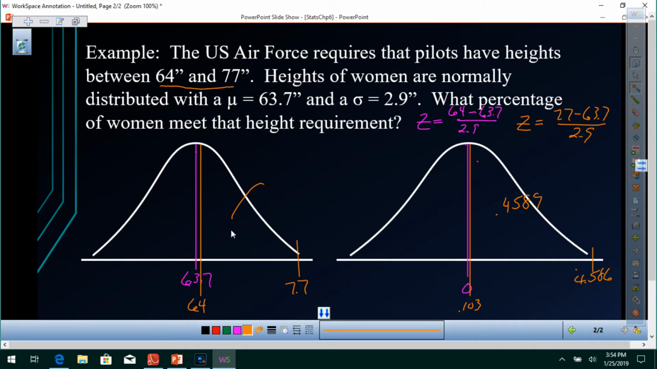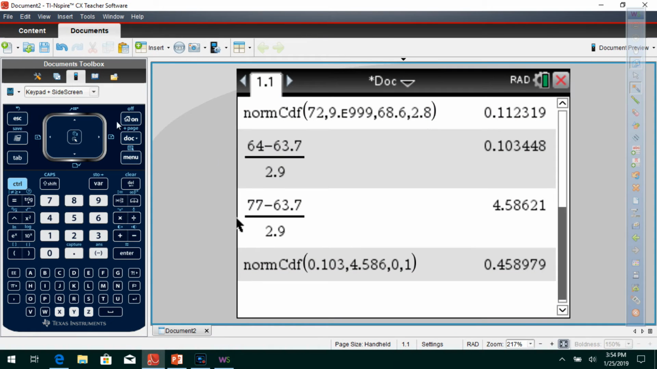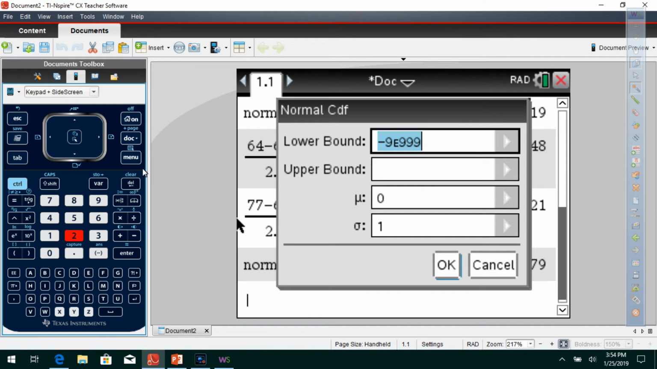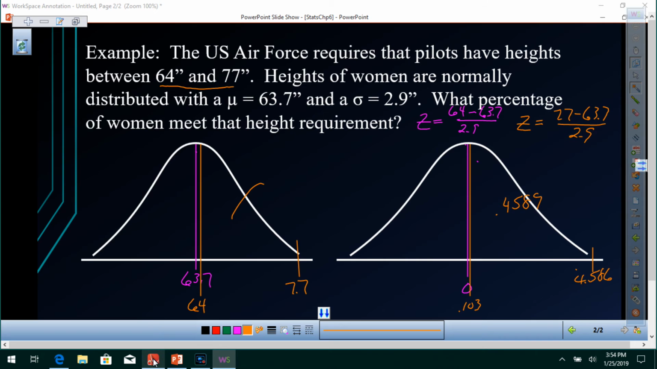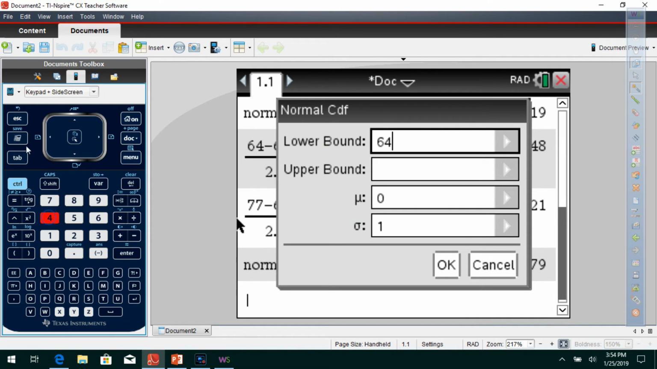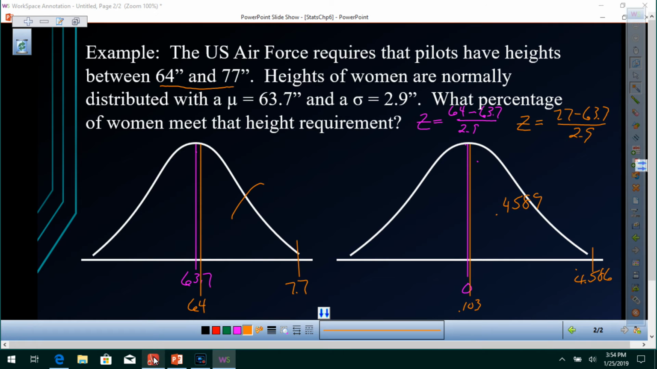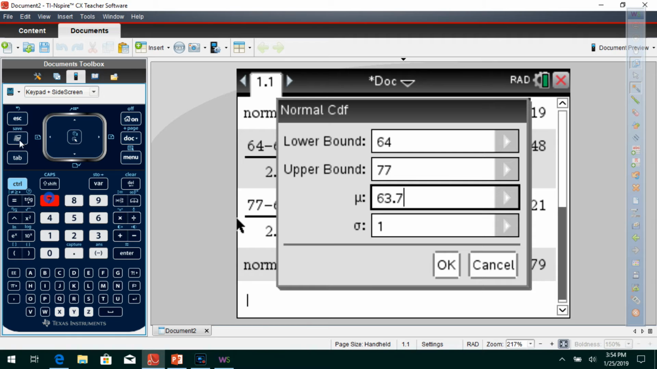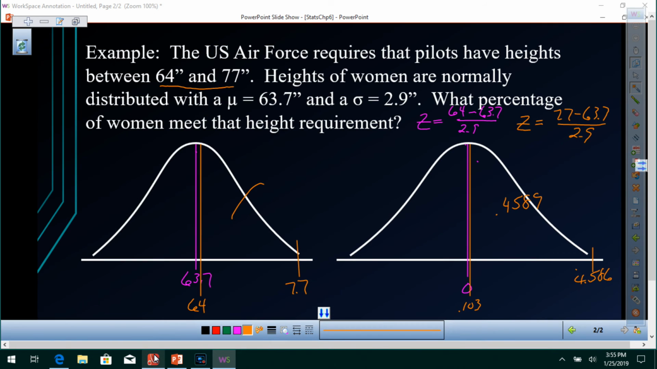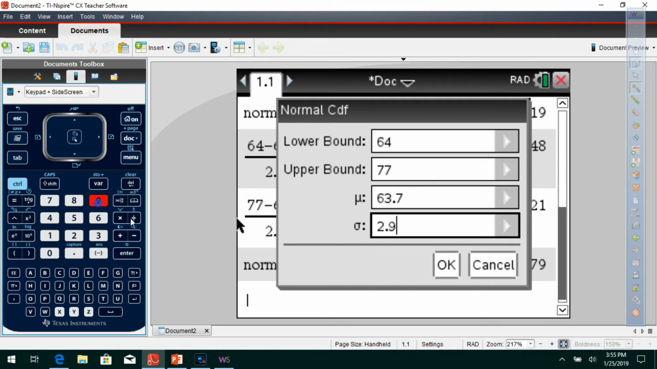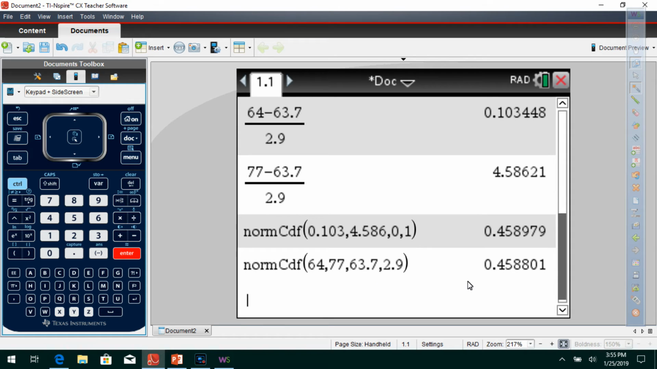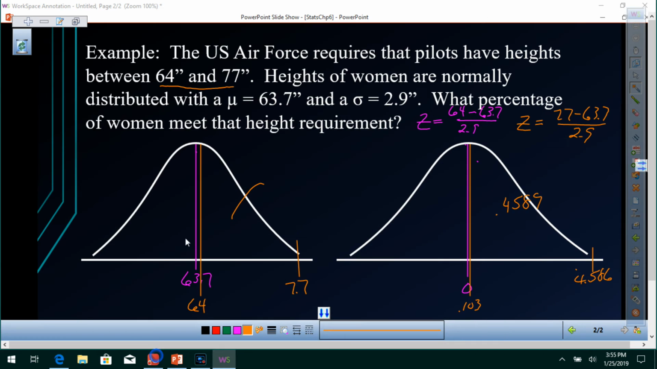Now, can we do the same thing using these numbers? We can. Using the menu, our lower bound is 64 and our upper bound is 77, with a mean of 63.7 and a standard deviation of 2.9. And that gives us 0.4588. The difference between these two is the rounding, because this one didn't do any rounding.